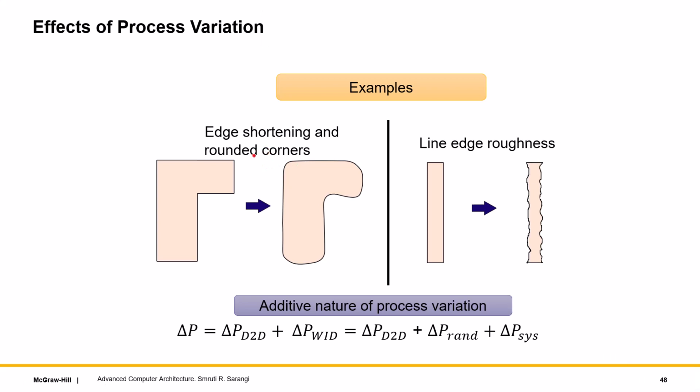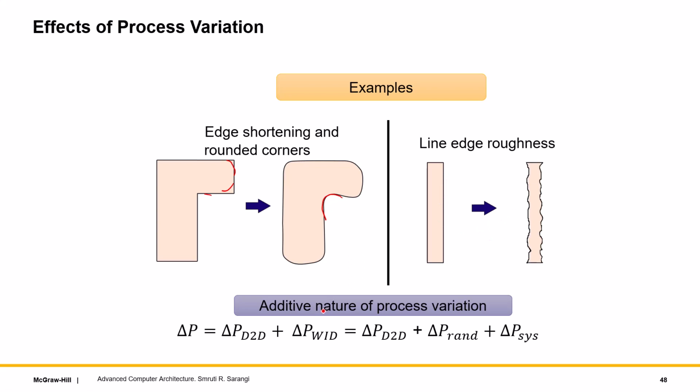So the examples would be like this. Look, this is an example of a systematic variation where we don't have a sharp corner, we have a rounded corner, right? So you just see the rounding. So this is all systematic variation. Random variation will be line edge roughness, which is this.